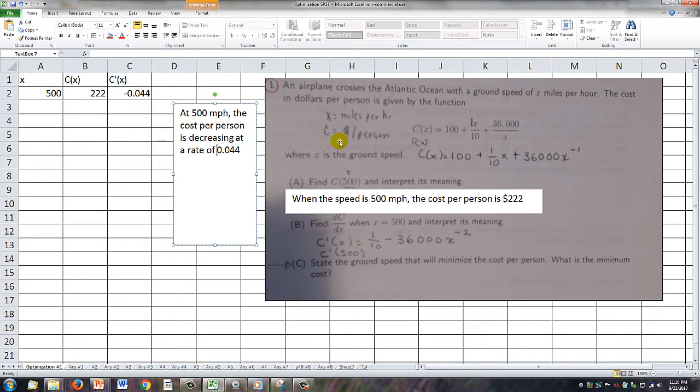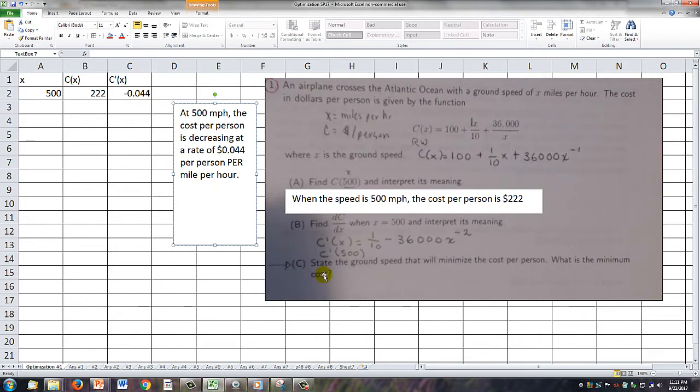So the y units are dollars per person, so this is a rate of $0.044 per person. That's just the y unit, and then per miles per hour. So the y unit is cost, dollars per person, and then the x unit are miles per hour. So at 500 miles per hour, the cost per person is decreasing at a rate of $0.044 per person per mile per hour. And we'll take the s off there.